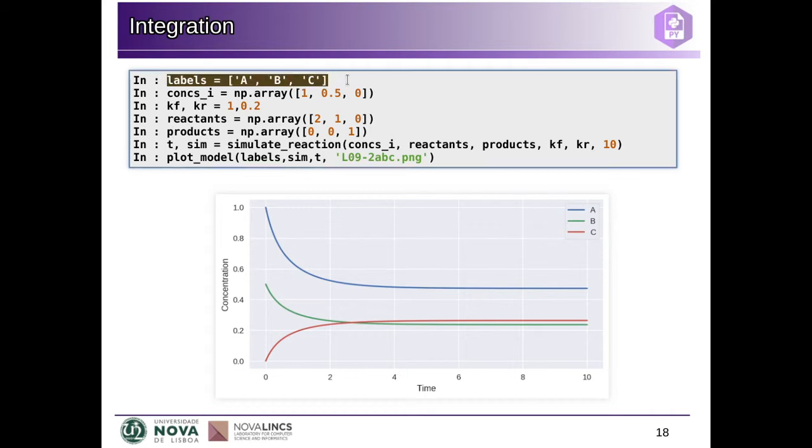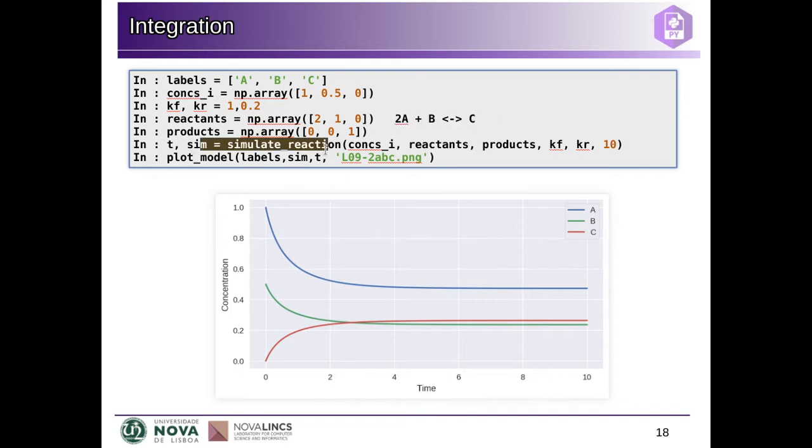We have these labels A, B, C. So we have this reaction here, which is 2 of A plus B will reversibly be converted to C. And this is what we are describing here. So we always have A, B, C. These are our 3 species. But in the reactants, we have 2 of A, 1 of B, and 0 of C. And in the products, we have 0 of A, 0 of B, and 1 of C. So that's how we can describe this reaction here.